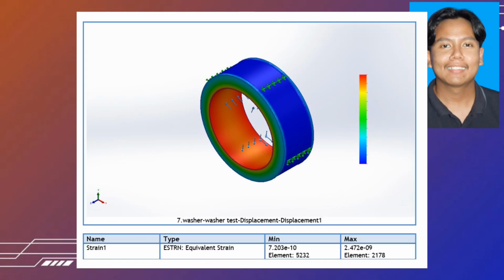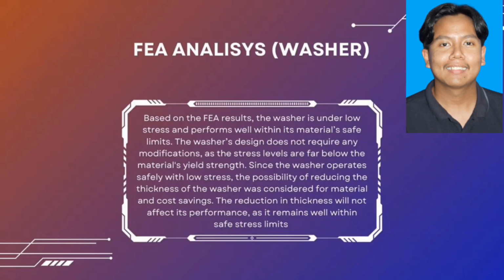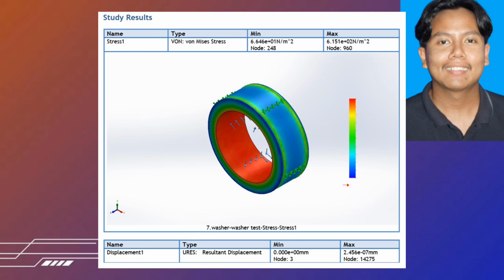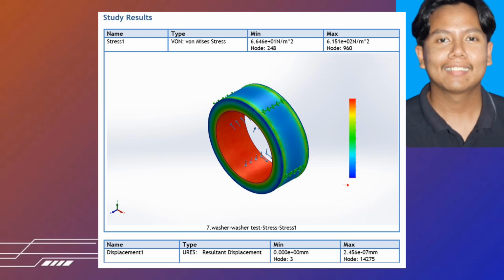FEA analysis. Washer. Based on the FEA result, the washer is under low stress and performs well within its material safe limits. The washer's design does not require any modifications as the stress levels are far below the material yield strength. Since the washer operates safely with low stress, the possibility of reducing the thickness of the washer was considered for material and cost savings. The reduction in thickness will not affect the performance as it remains well within safe stress limits.